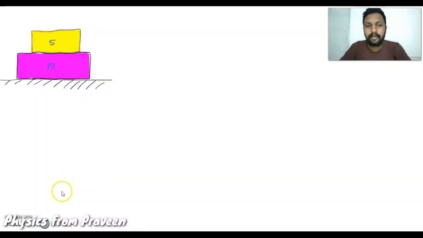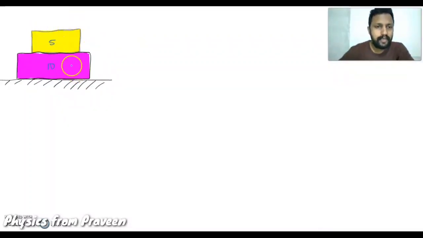Hi students, in this session we will be speaking about the block over block friction situations. That is, if we are placing one block over the other block and pulling any one block, how is the friction affecting, when will the two blocks move together, and when will one block slide over the next block. So let's understand that through a problem.